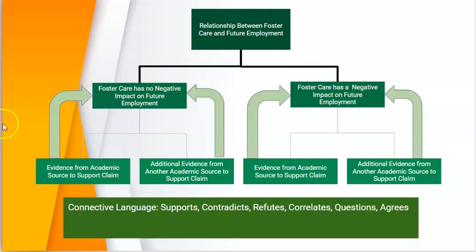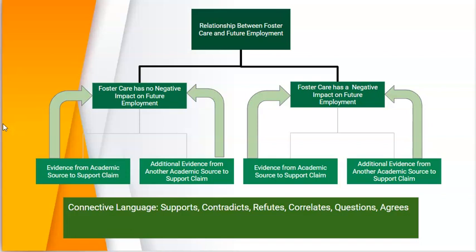Well, let's take this same argument, and once again, that pattern, I have my 2 perspectives, I have my evidence related to them, but now I'm going to bring in my connective language, talking about how the evidence either supports or contradicts, refutes, correlates, questions, or agrees. How does the evidence for one claim support the evidence that also relates to that claim, or how does that evidence contradict the evidence for the opposite claim? So adding in that connective language, that's what our readers are looking for.